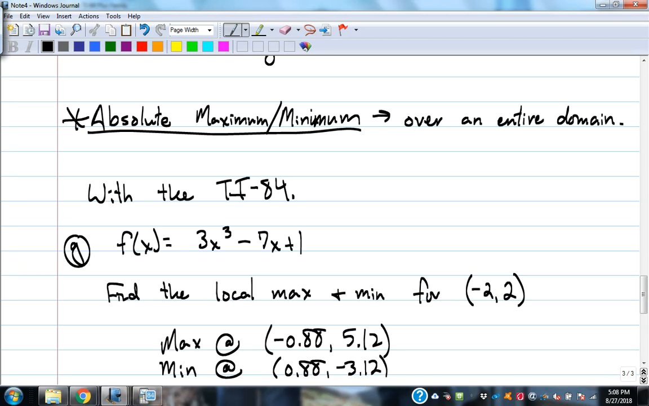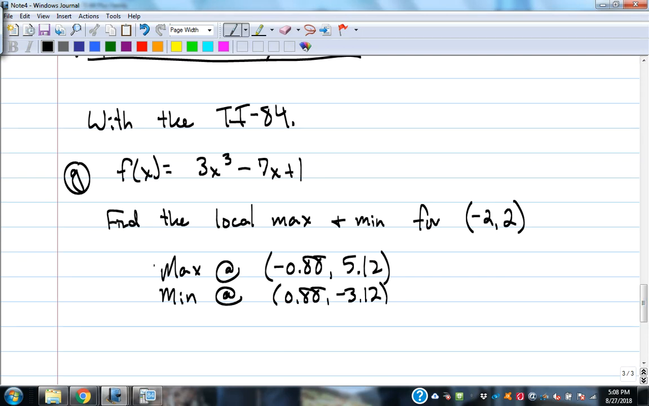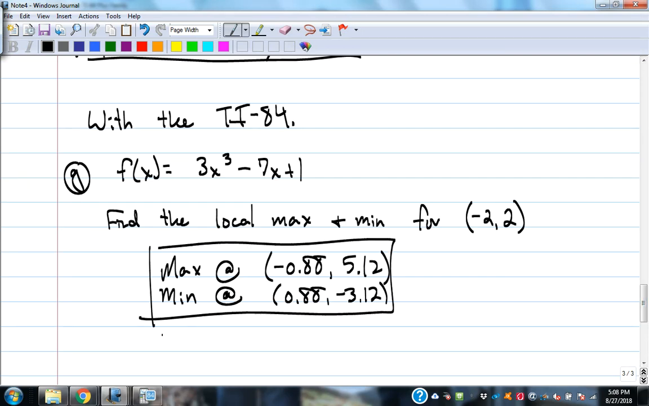Okay. So you can use the technology that we've got to help you find those local maxes and mins. They're going to give you an interval to use. That's your left bound and right bound. Left bound. That's your right bound. When you use the graphing calculator, left bound and right bound are the interval they gave you.